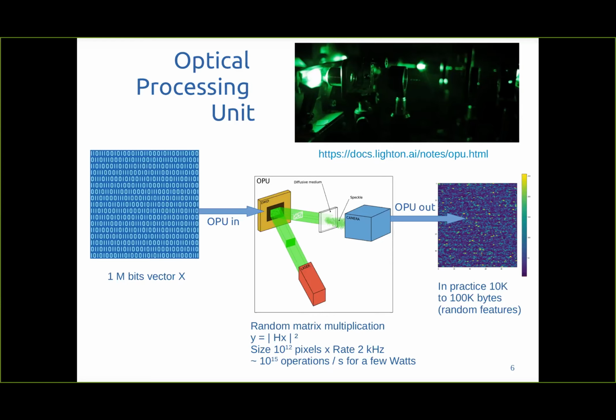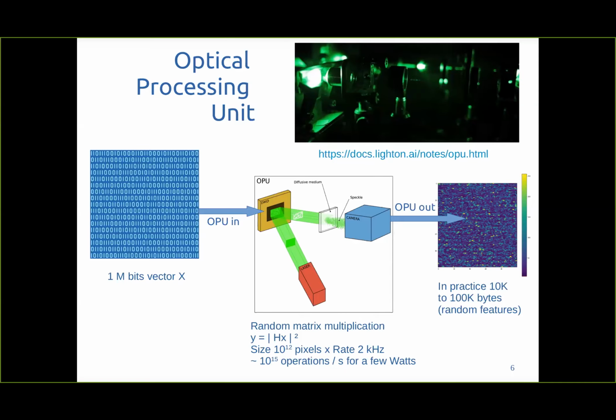Now, what's interesting is that what it does is equivalent to random matrix multiplication. So you have 1 million bits times 1 million bits, and you have some 10 to the 12 pixels that you can compute at the rate of 2 kilohertz, which means you make in the order of 10 to the 15 operations per second at the cost of a few watts.